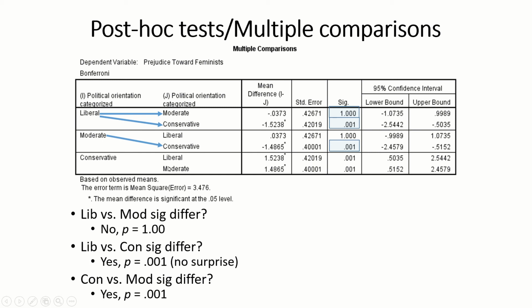And again, we have that redundant comparison here. We can go from conservative to moderate, just as we can go from moderate to conservative, and that will still give us the same p-value. But in this case, the mean difference is positive because we're going conservative mean minus moderate mean. That will give us a positive difference because conservatives numerically have the higher mean score.